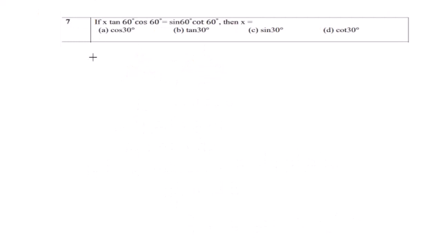Now let us do the seventh question. If x tan 60 into cos 60 is equal to sin 60 into cot 60, then find the value of x. We are given x tan 60 into cos 60 is equal to sin 60 into cot 60. Then we have to find this value of x. Then how to find out this value of x?